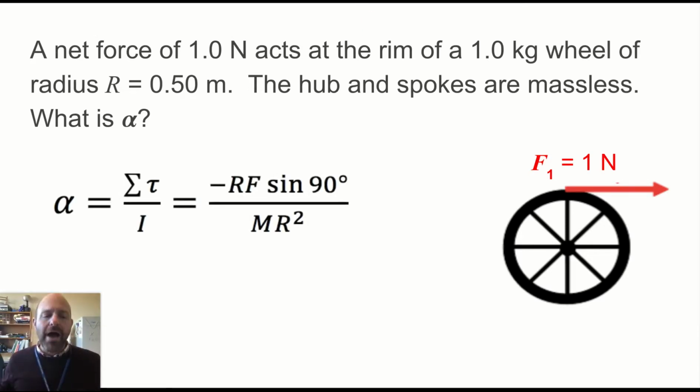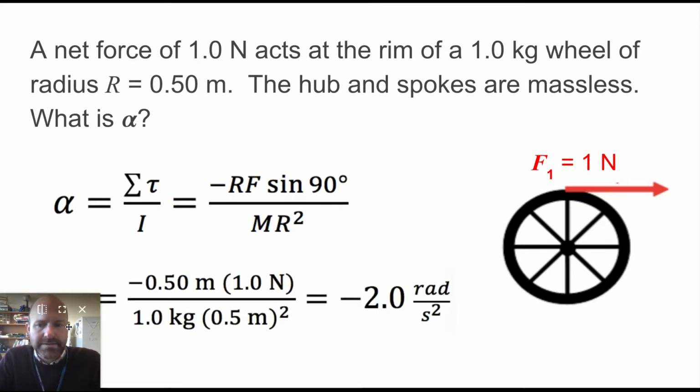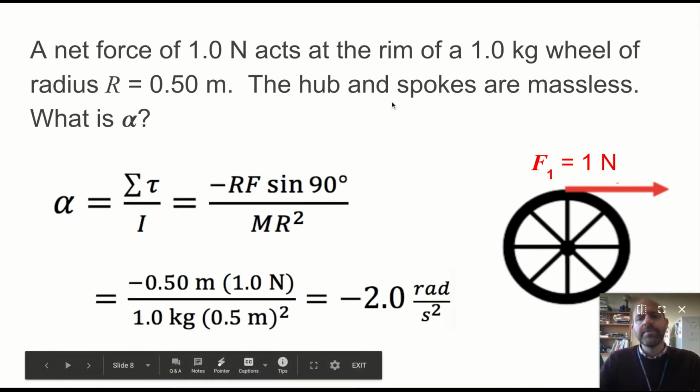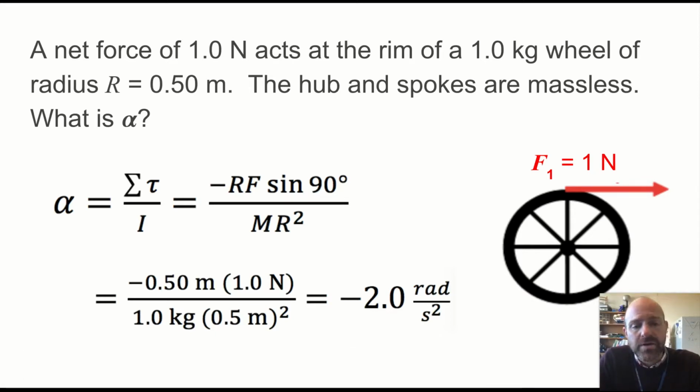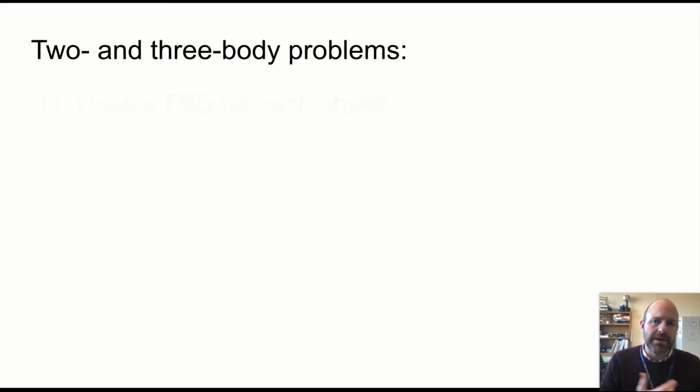Well, alpha, the angular acceleration of this, should be the net torque divided by the moment of inertia. The torque here is r times that force times the sine of 90 degrees, divided by, since it's a hoop, mr squared. We can plug in all of our values and we end up with an angular acceleration of -2 radians per second squared. Why negative? Well, that's because clockwise is negative in direction generally. So we can take that information and expand on it.